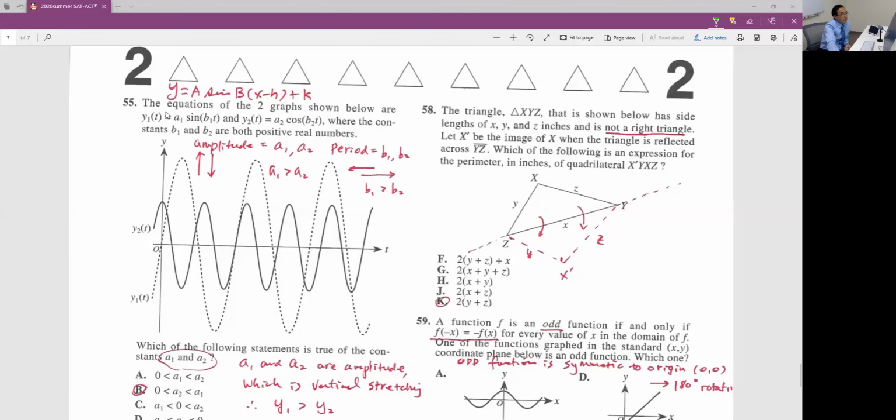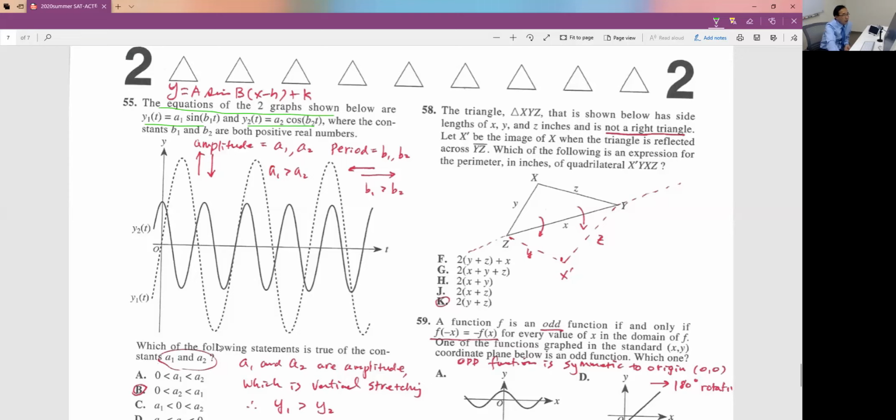Okay, let's start with number 55. Number 55 is asking for the equation of two graphs shown below. One is y1 equals a1 sine b1 t, which is a dotted line, and y2, which is a2 cosine b2 t, which is a solid line. Now, they're talking about which of the following statements is true of the constants a1 and a2.